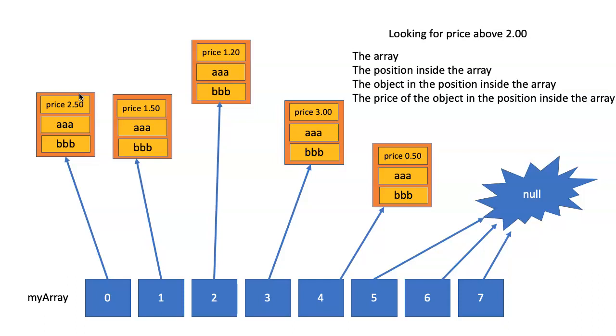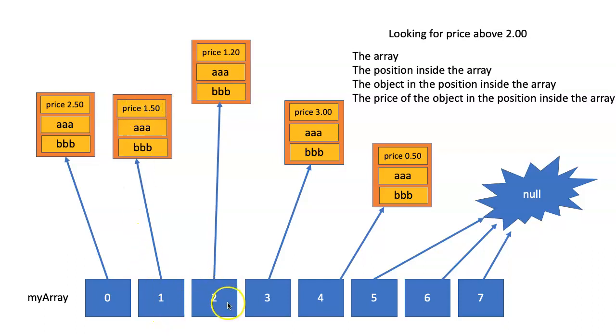Print the object dot to string, and then I'm good. I go to the next position, which is my array at position I again, but I has shifted from 0 to 1. Then I go in here, look at my object. For my object, I get the price. That's why it's very important to have our get methods. I get the price, and compared to this one is not above $2, so I don't print it.